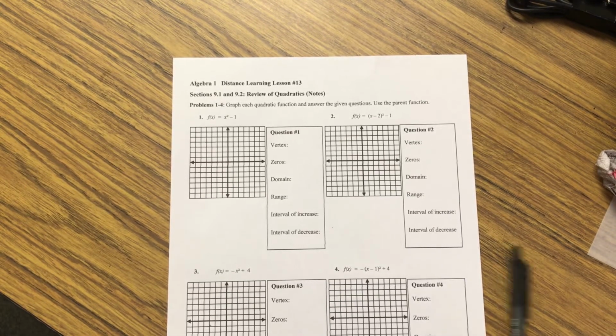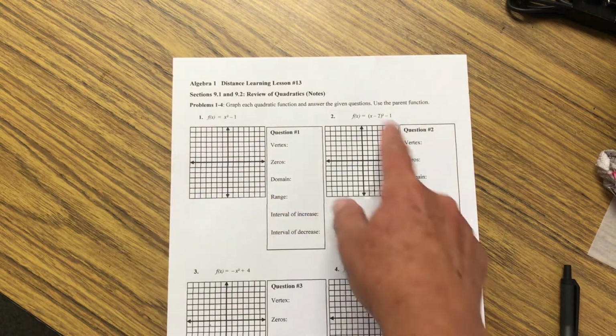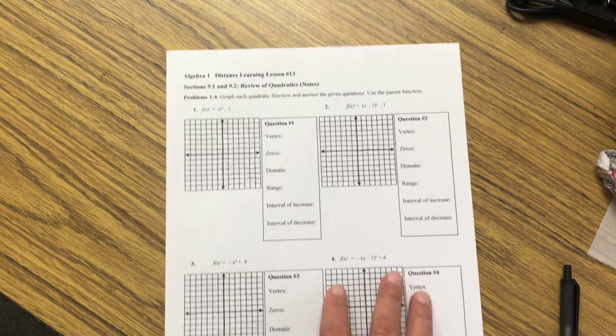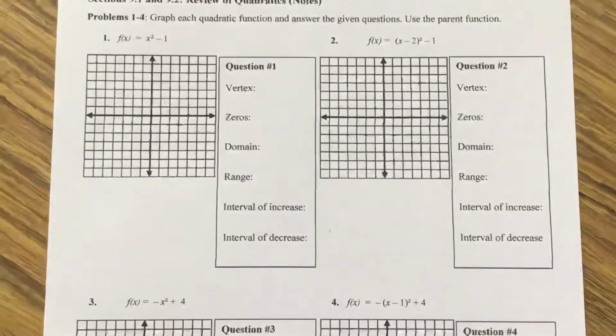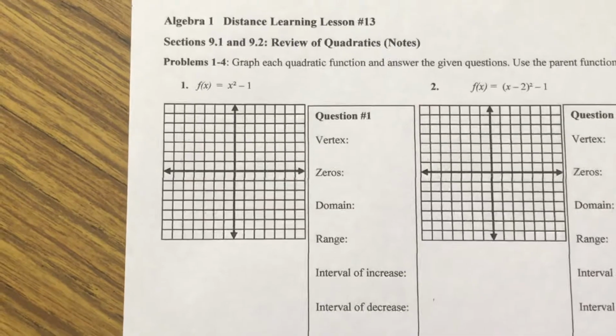Everybody, welcome to your section 9.1 and 9.2 review of quadratic notes. Go ahead and print this, and if you don't have a printer, go ahead and copy it down. Make sure you give yourself a nice graph for each one. Same with your homework if you have to do it by hand. This is the only one where we're actually doing some graphing.